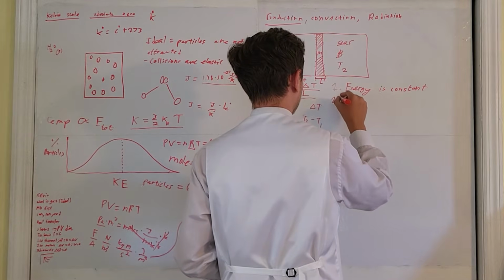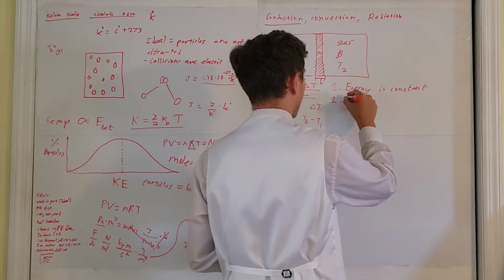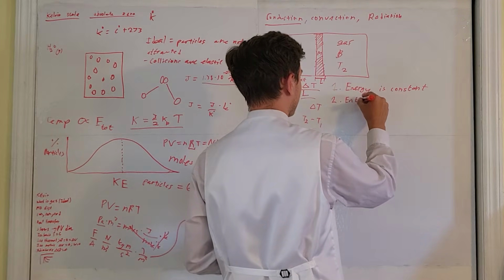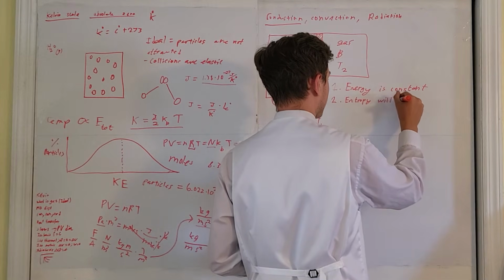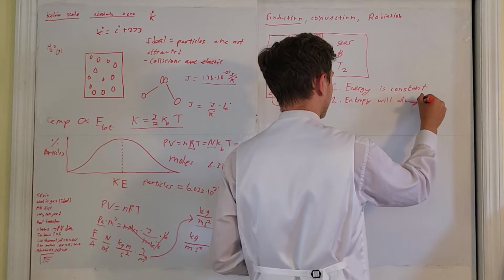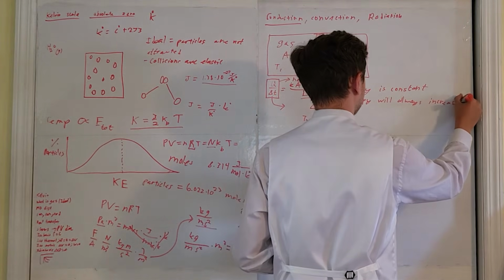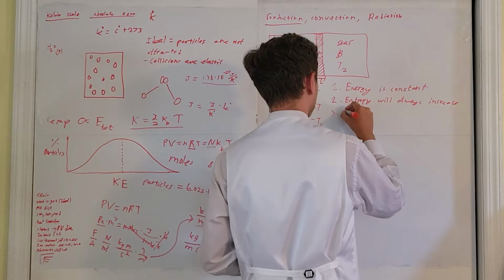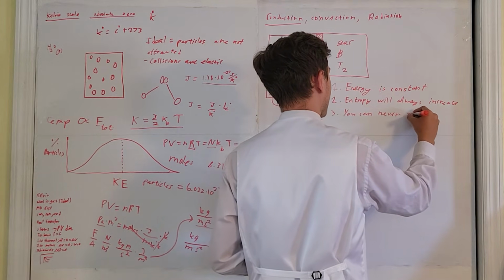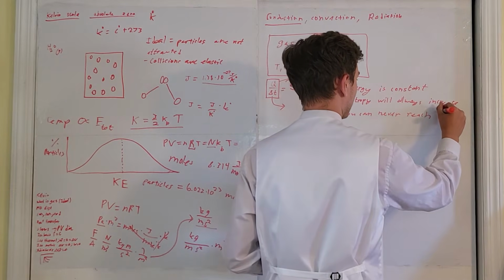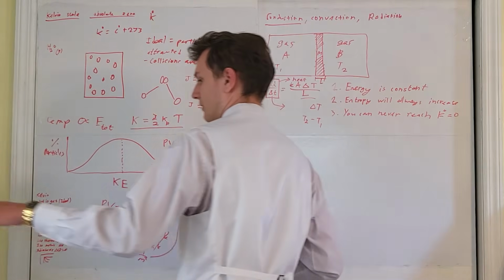Law number 2 is the entropy of any closed system will always increase. We're going to get into what that means in just a minute. The third law is you can never reach absolute zero, or Kelvin equals 0. You can never reach absolute 0.